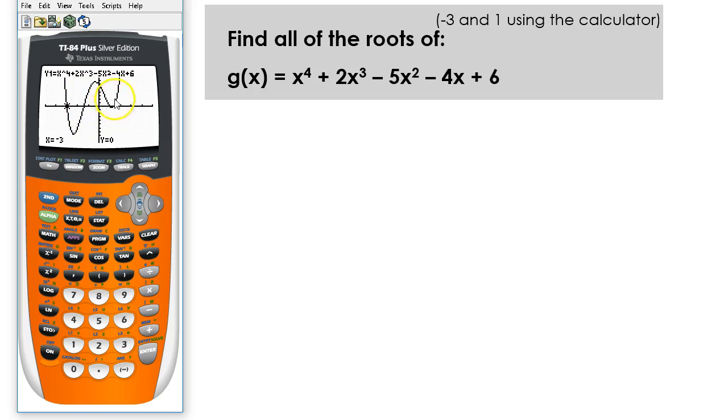Now this guy, it looks like it bounces off right here, but if you get close, it actually dips below right here. So we've got a root at 1, and then another root just a little bit to the right of 1. We don't know what that other root is, so we're going to have to use our tools, our synthetic division, dealing with the quadratic to get there.